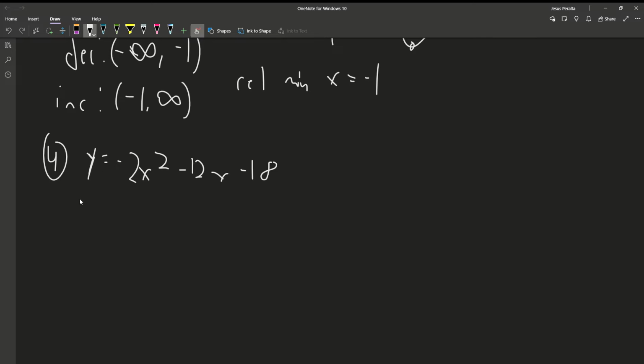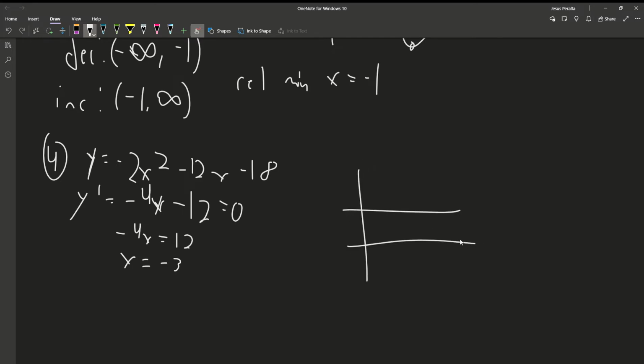So, we're gonna find the derivative. We know that's gonna be -4x minus 12. So we set it equal to 0. That's gonna be -4x is equal to 12, and that's going to be x is equal to -3. So that is our critical number. So now we're going to make the charts here. So that's our interval, this is our number, and this is our sign.